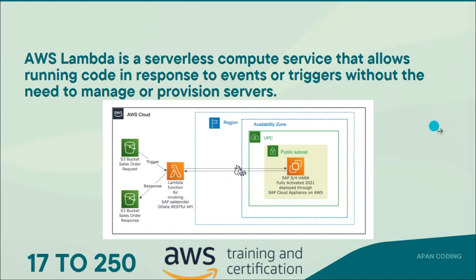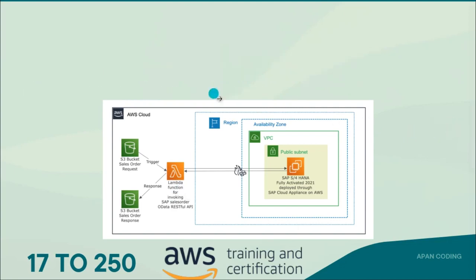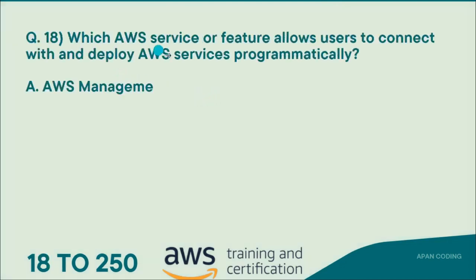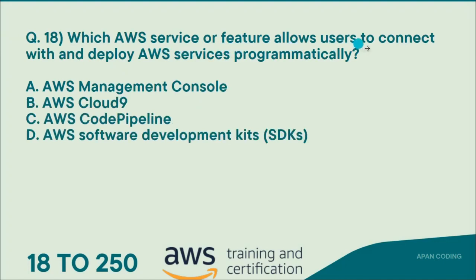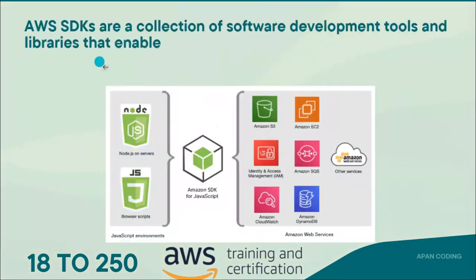Now move on to the next, and we will see question number 18. Which AWS service or feature allows users to connect with and deploy AWS services programmatically? If you know, do comment, otherwise I will tell you the answer. So the answer will be AWS Software Development Kit, SDK. How is it possible? Let's see the explanation of the question.